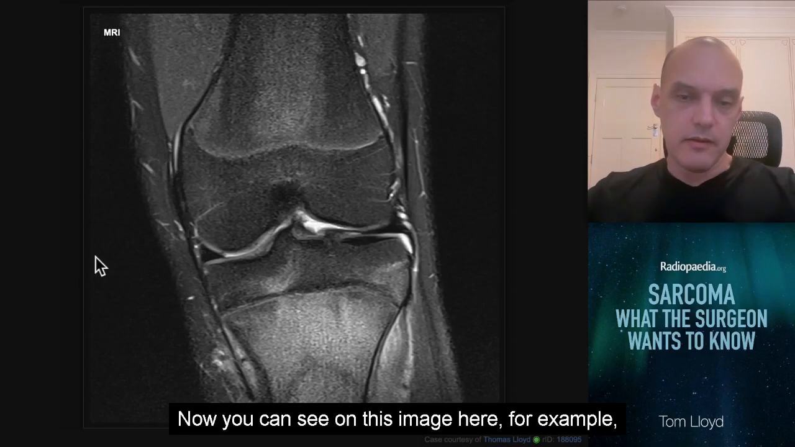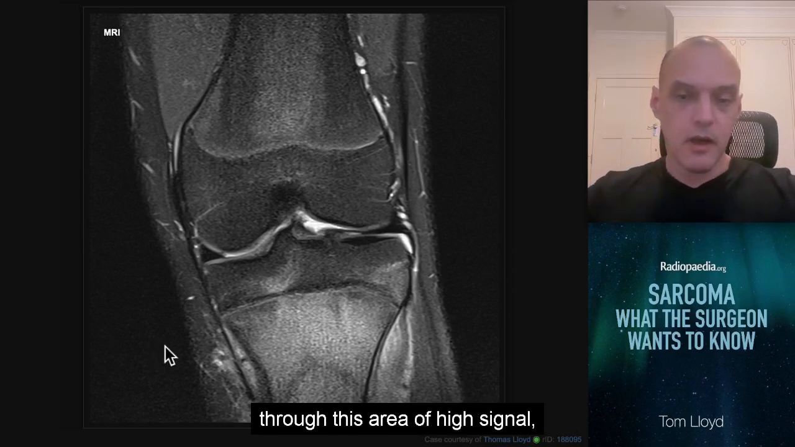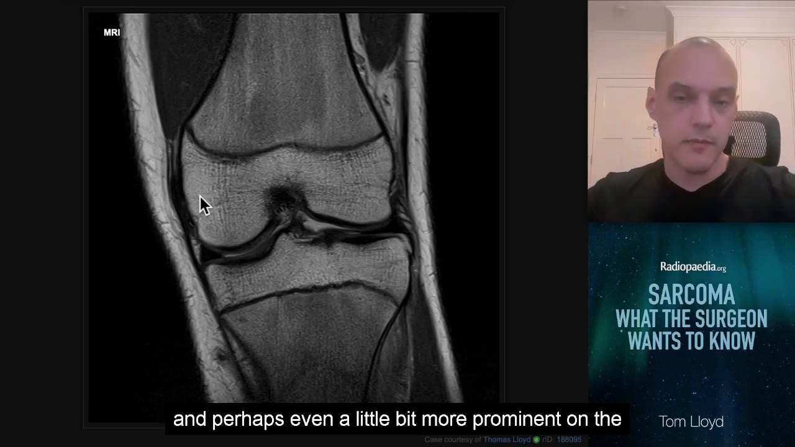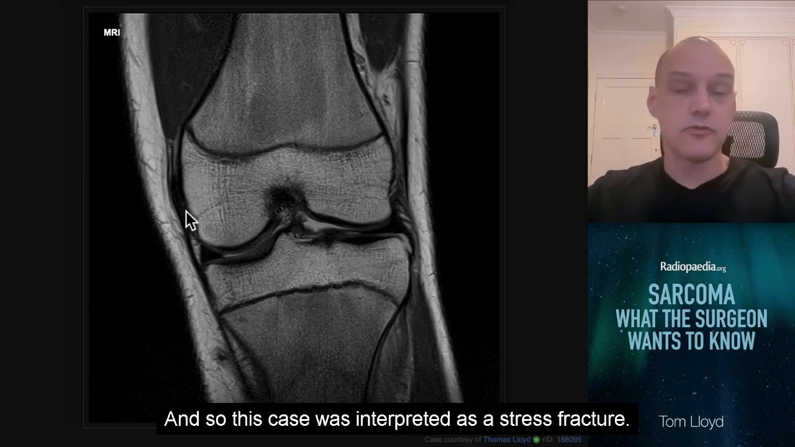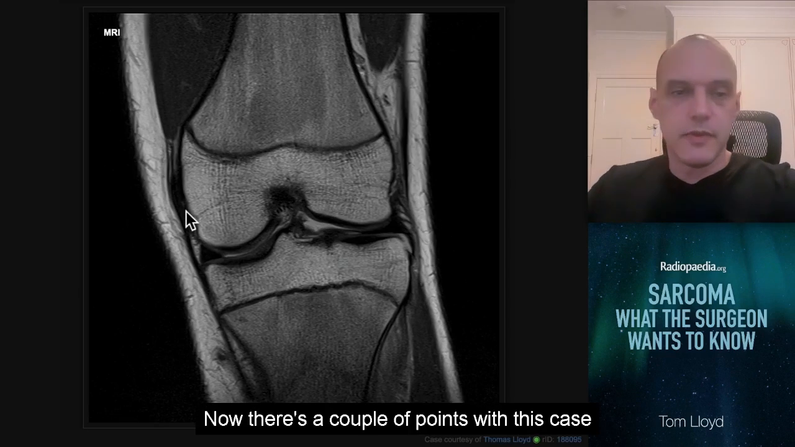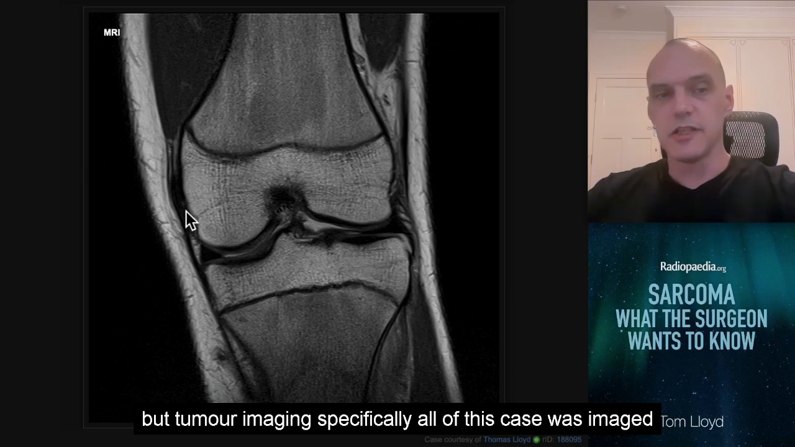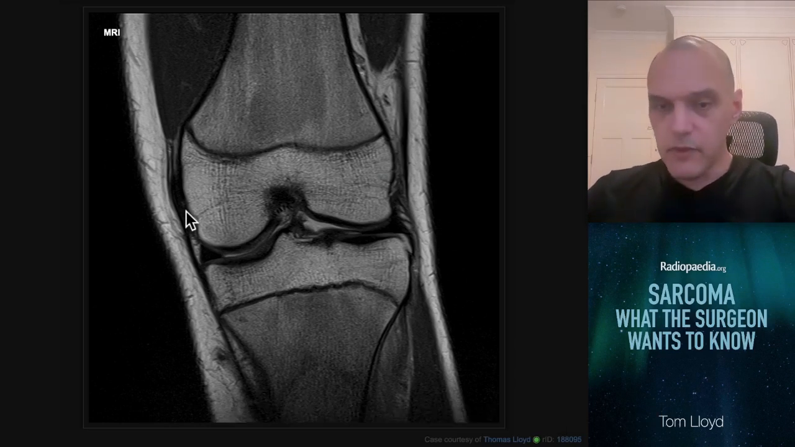Now you can see on this image here, for example, there's a roughly horizontal line running through this area of high signal, and perhaps even a little bit more prominent on the non-fat saturated PD images. And so this case was interpreted as a stress fracture. Now there's a couple of points with this case that I think are important for MSK imaging in general, but tumour imaging specifically. All of this case was imaged with PD and PD fat saturated images. There was no T1 weighted image in the protocol.